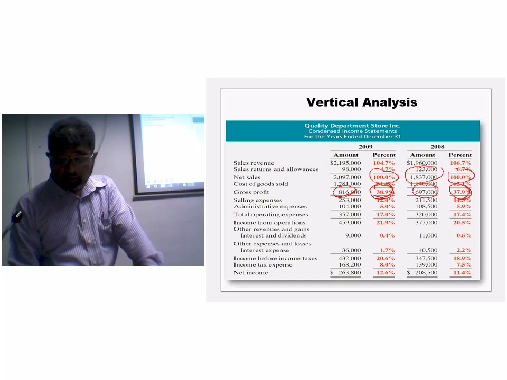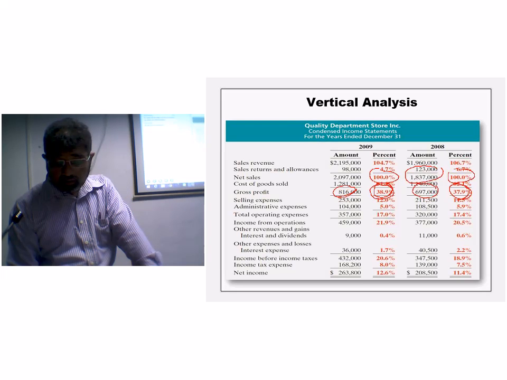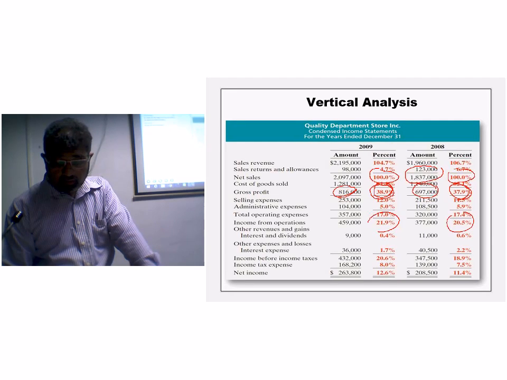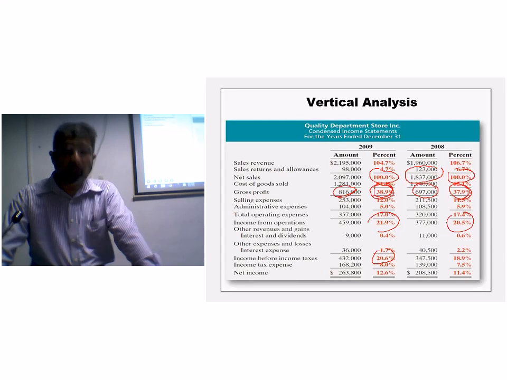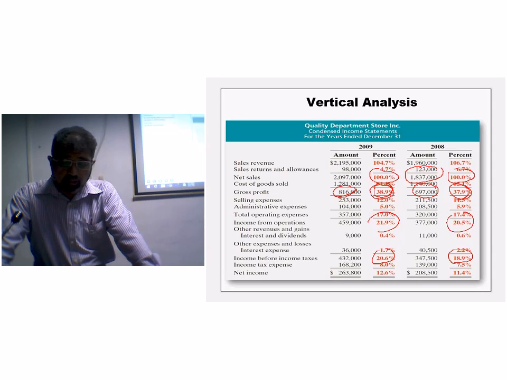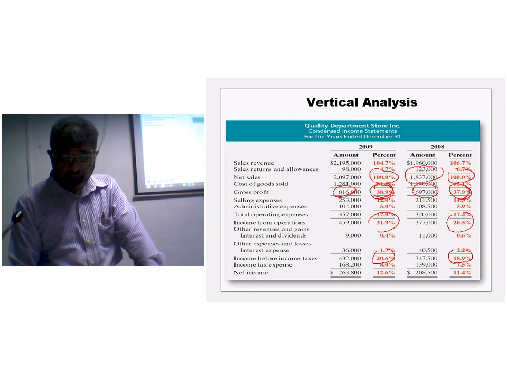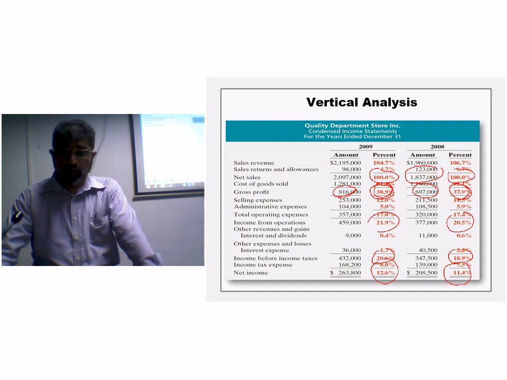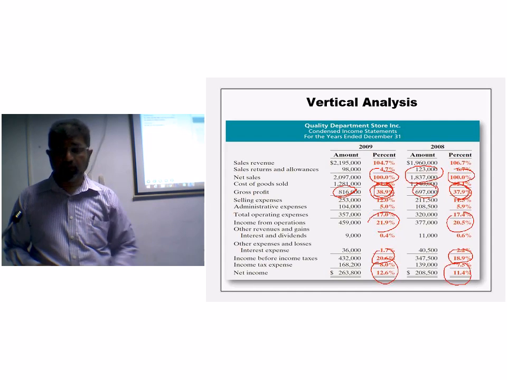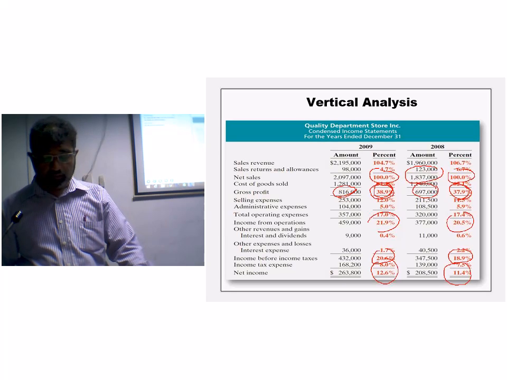We cannot see a big difference between these two. But if you compare another, yes, here also income from operations, again approximately the same. Here again income before income tax, yes, again we cannot see a significant difference between them. Here also the same, net income 12.6, previously 11.4. We can see some improvement, but it is not a big improvement, right?